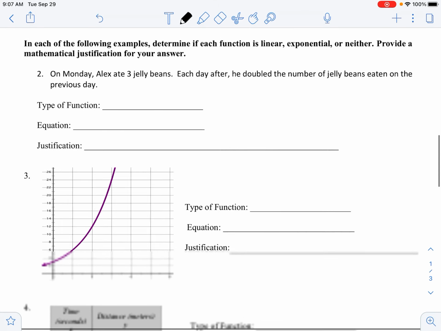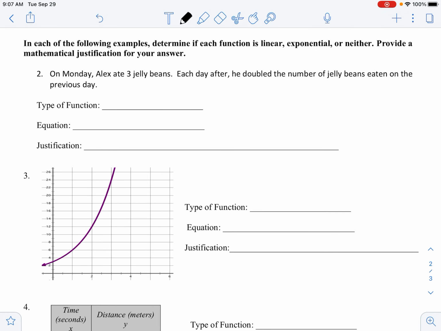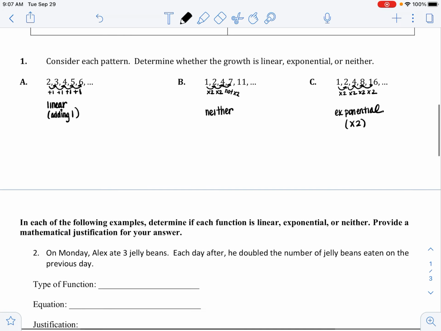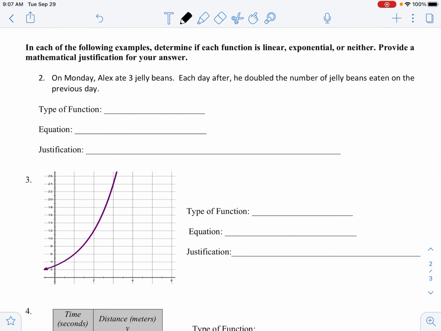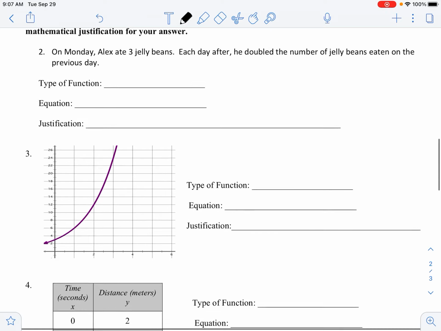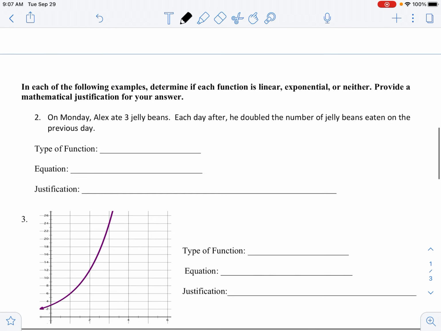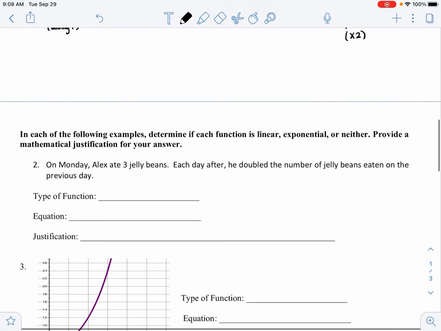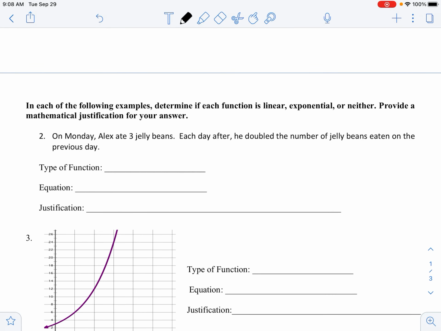Okay, so now what we are going to do is read through these examples. You have 1, 2, 3, 4, 5, 8 examples. For each of these 8 examples, we are going to look, and it says, in each of the following, determine if the function is linear or exponential or neither. Provide a mathematical justification for your answer. We're also going to write an equation for that. Some of them are in words, some of them are graphs, some of them are tables. They're all a little bit different, so it's good to see this here.